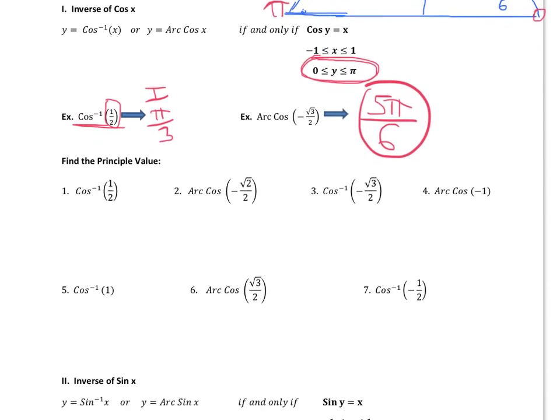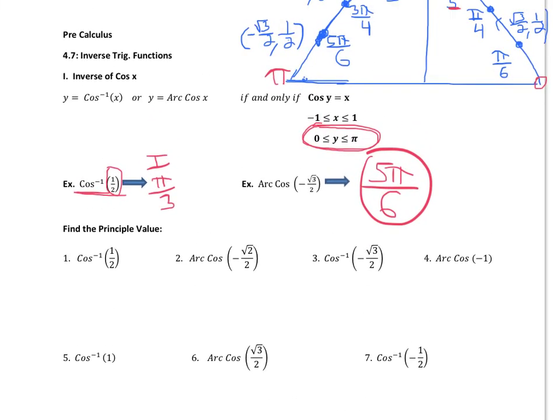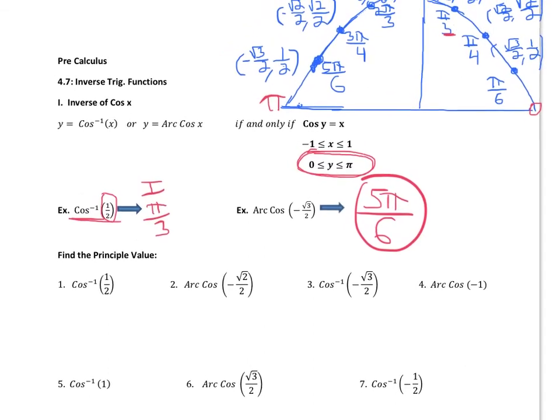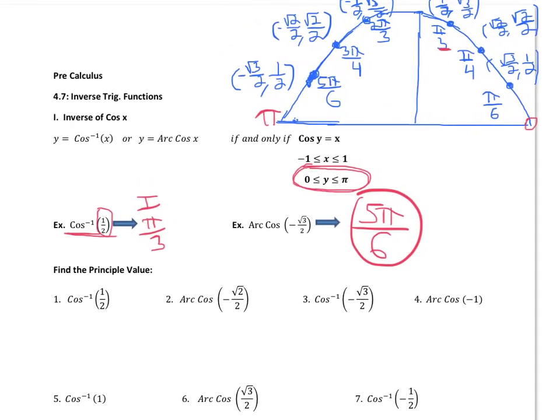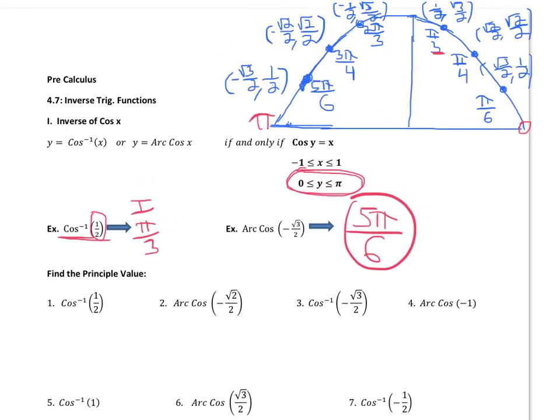Okay, let's do a couple of the other ones. I just want to still have it so you can see the unit circle. Alright, so number 1 we did. Let's look at number 2. Again, this is negative root 2 over 2. So if this is negative, x is negative in the second quadrant. It's going to be right here. So our answer is going to be 3 pi over 4.